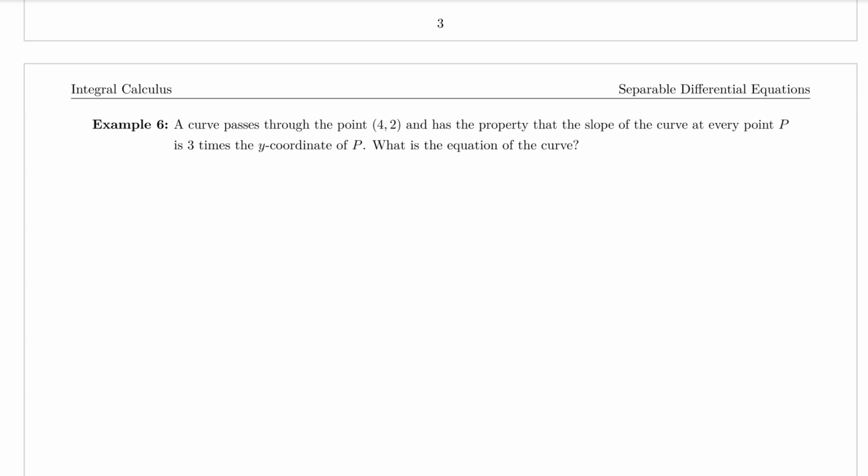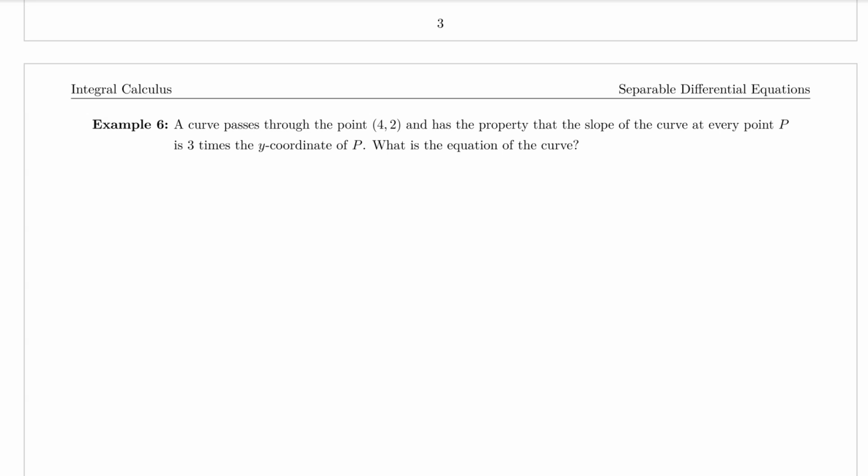Example 6 says a curve passes through the point (4, 2) and has the property that the slope of the curve at every point P is 3 times the y-coordinate of P. What is the equation of the curve? Based on the information that's given, we can actually set up a differential equation and an initial condition.